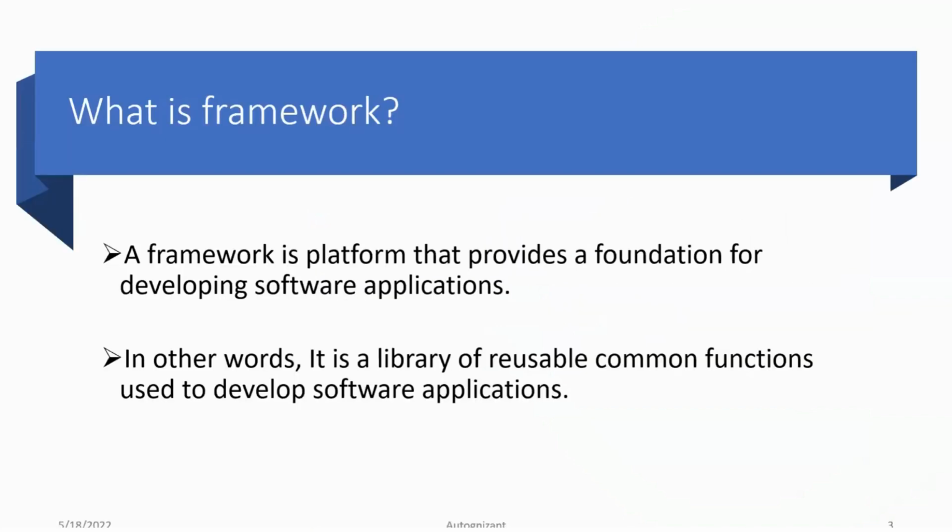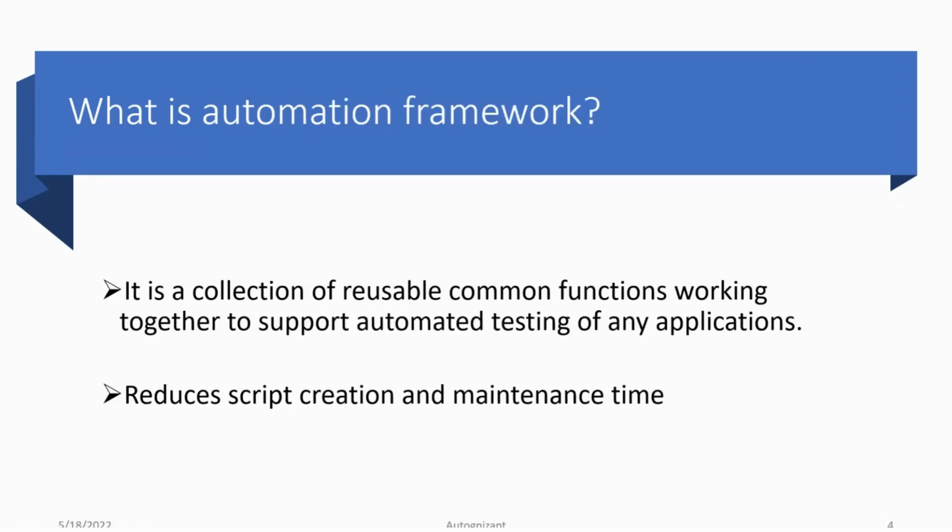First of all, what is framework? A framework is a platform that provides a foundation for developing software applications. Generally, it is shared, reusable, common functions that are used to develop software components across organizations. Coming to automation framework, it is a collection of reusable common functions working together to support automated testing of any applications. The concept is exactly the same. We want to reduce the script creation time and script maintenance time.